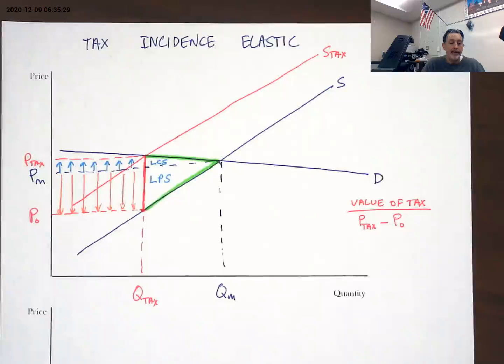So there is your explanation of tax incidence for an elastic good and a couple of places where you might want to think about policy choices surrounding elasticity in taxes.